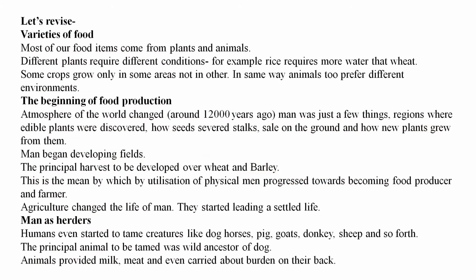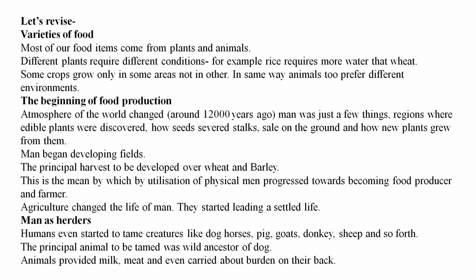Let's revise varieties of food. Most of our food items come from plants and animals. Different plants require different conditions. For example, rice requires more water than wheat. Some crops grow only in some areas, not in others. In the same way, animals too prefer different environments.